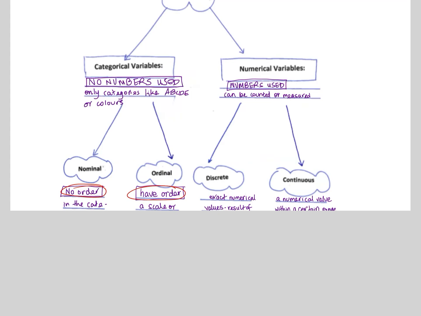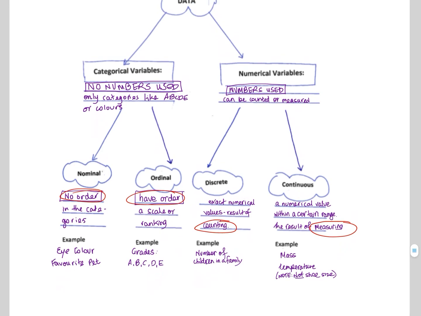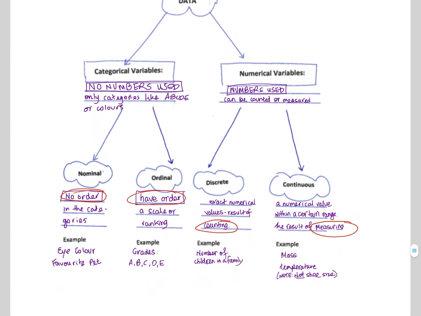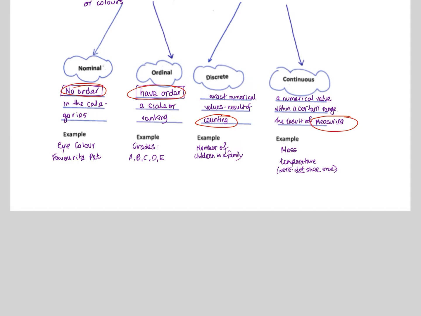But with numerical values, which is called quantitative or numerical data, just in case you come up with qualitative, that means we do use numbers, and we normally count or measure to get these particular ones. Now, categorical can be broken up into two different types, nominal and ordinal.